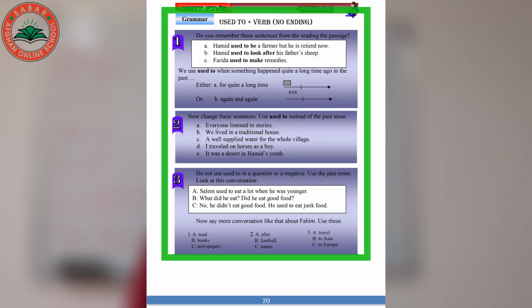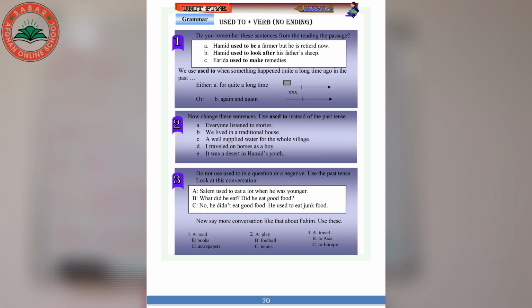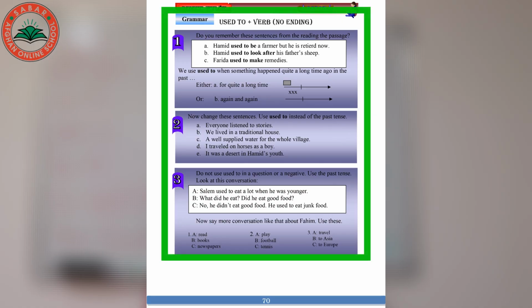Option B, Hamid used to look after his father's sheep. And option C, his mother used to make remedies. So these were the sentences that we had in our paragraph. We use used to when something happened quite a long time ago in the past.